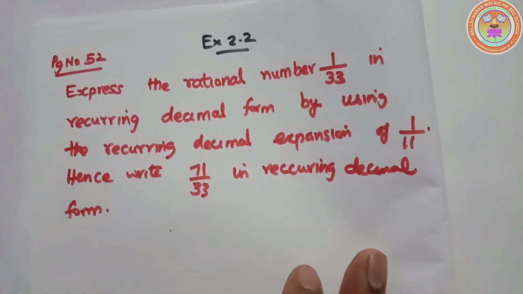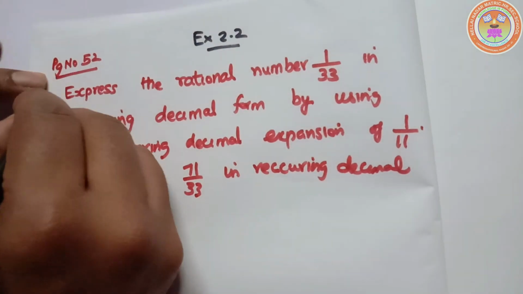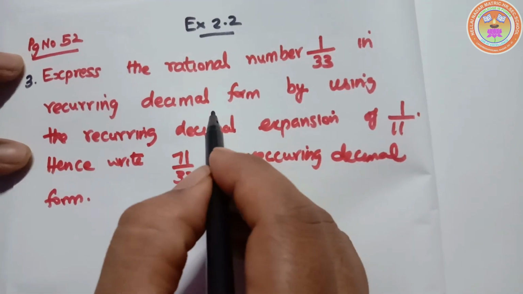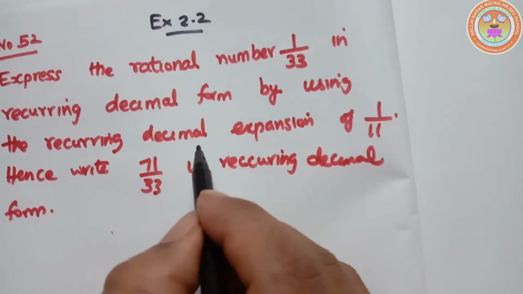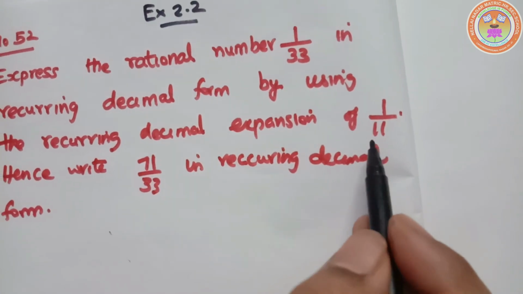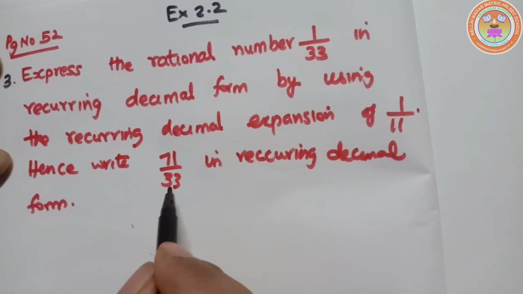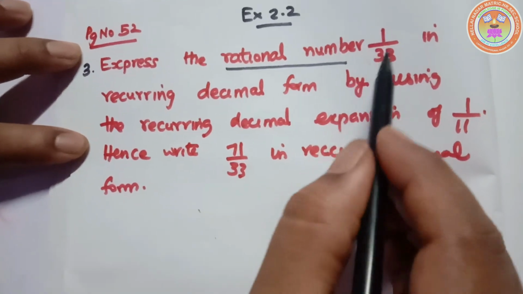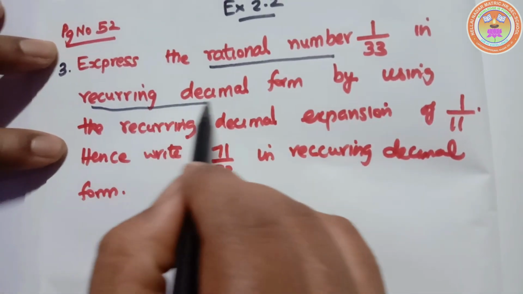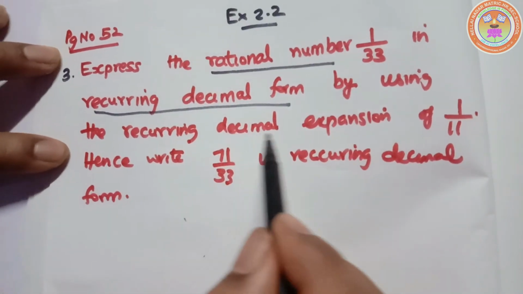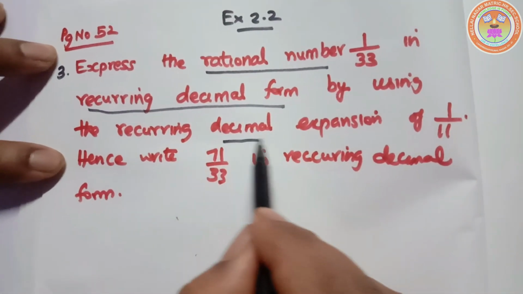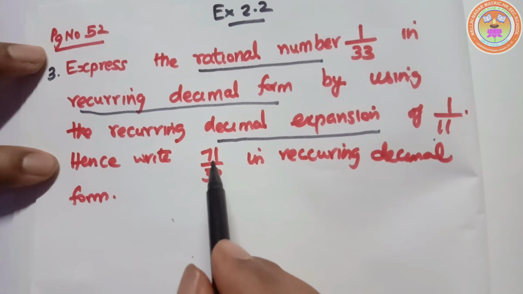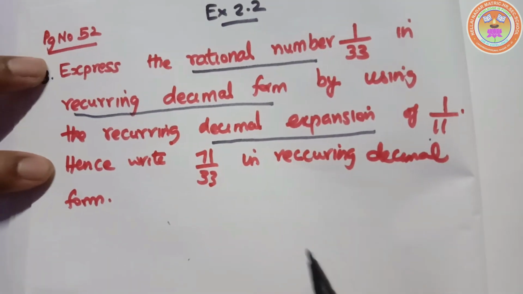Exercise 2.2, page number 52, question number 3. Express the rational number 1 by 33 in decimal form by using the recurring decimal expansion of 1 by 11. Hence, write 71 by 33 in recurring decimal form. See, children, first you express the rational number 1 by 33 in recurring decimal form using the decimal expansion of 1 by 11, and then you have to find 71 by 33 in recurring decimal form.